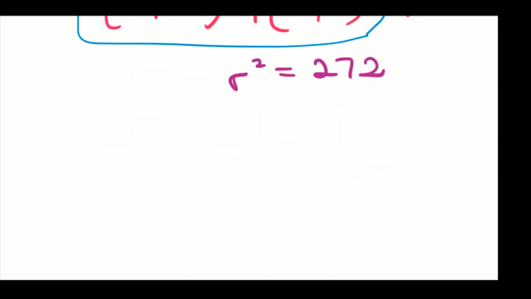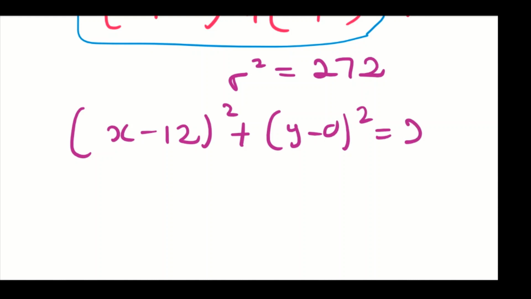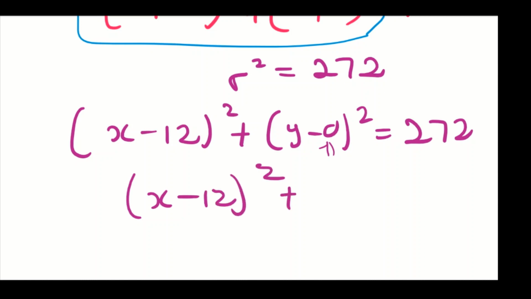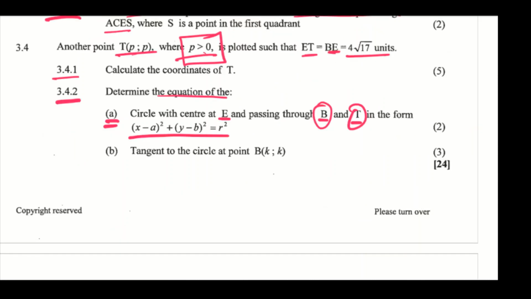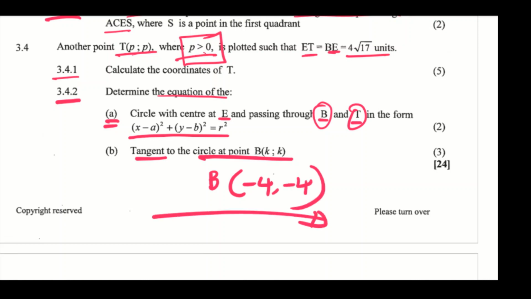So the equation would be (x minus 12) all squared plus (y minus 0) all squared is equal to 272. Because it's y minus 0, we simply say (x minus 12) all squared plus y squared is equal to 272. So this would be your equation. Now we are asked to determine the equation of the tangent to the circle at point B. Remember, B is (minus 4, minus 4). So we are asked to find the equation of the tangent at that point.